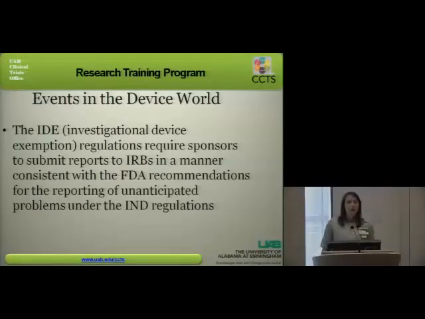So let's talk about events in the device world. The IDE, or the Investigational Device Exemption, has regulations that require sponsors to submit reports to IRBs in a manner that's consistent with the FDA recommendations for the reporting of unanticipated problems under the IND regulations.